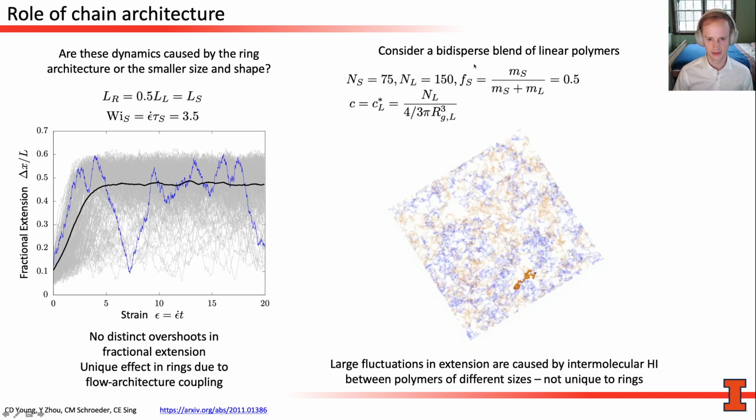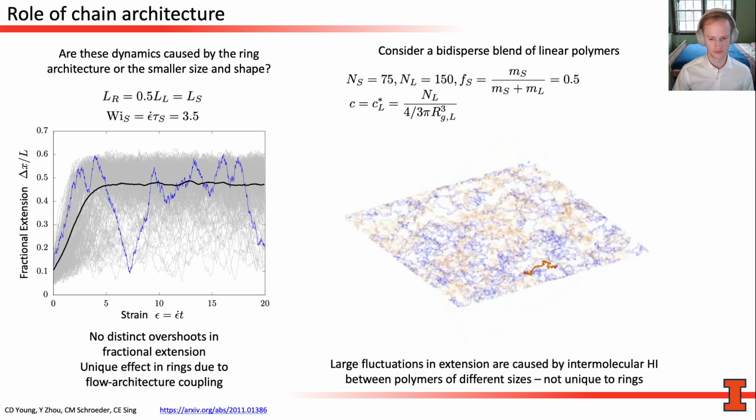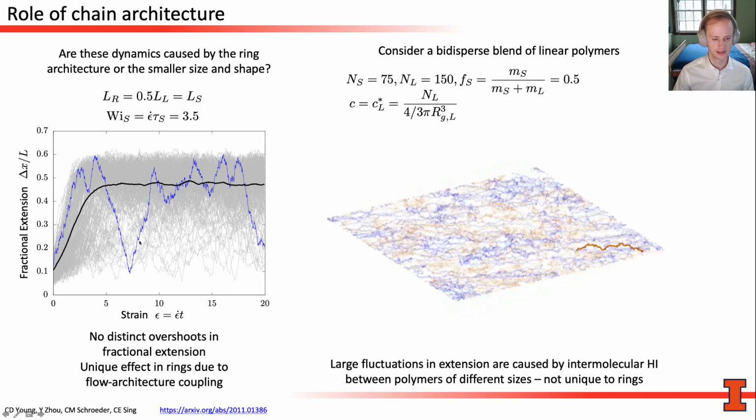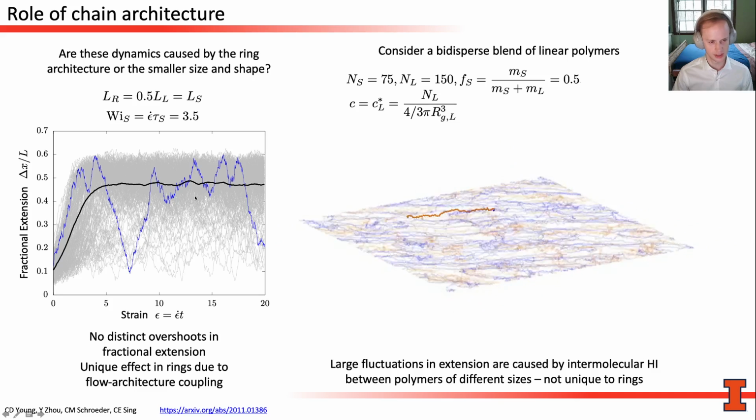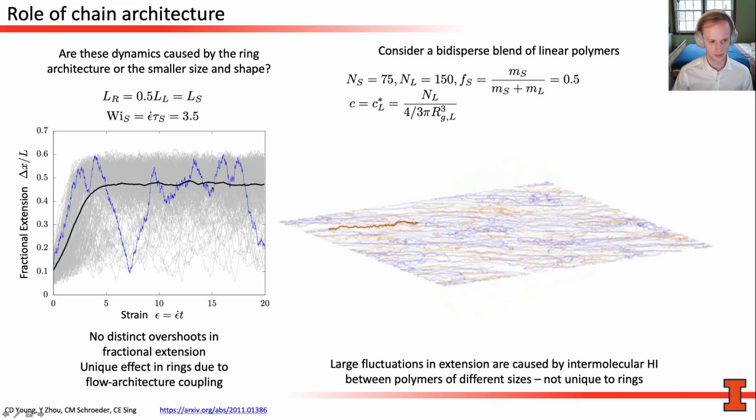And then we keep everything else the same, the polymer concentration and the mass fraction, that's all the same. And what we observe in this case is that there are no longer the overshoots in extension upon startup of flow. That appears to be unique to the rings because they have the closed loop constraint, so they cannot relax the hook until the linear polymer becomes fully stretched. However, these steady state fluctuations are still present in this bidispersed linear blend case.